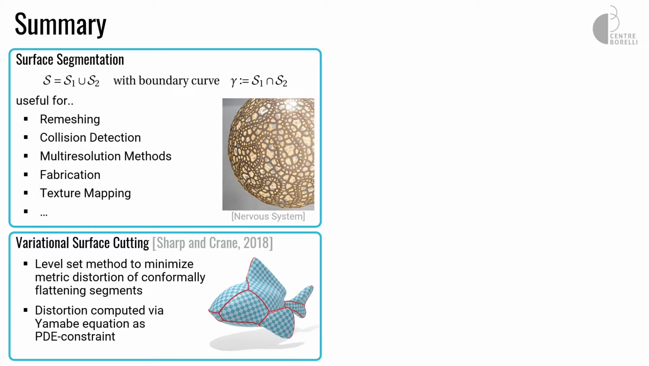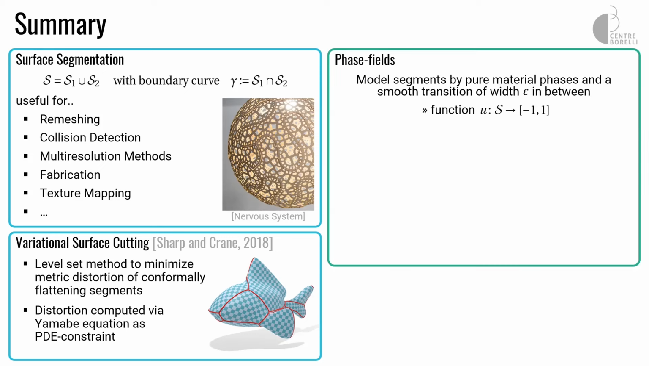The starting point was a method called variational surface cutting, where they create a level set method to do exactly this, to compute segments of your surface that can be easily flattened conformally. Conformally means just by a scaling of your metric. This means basically some kind of simplified elastic model for, for example, sheet metal. One contribution was that they did not explicitly compute this flattening, this mapping to 2D space, but computed the distortion that will happen by something called the Yamabe equation. It gives you a PDE to compute this distortion you want to minimize.